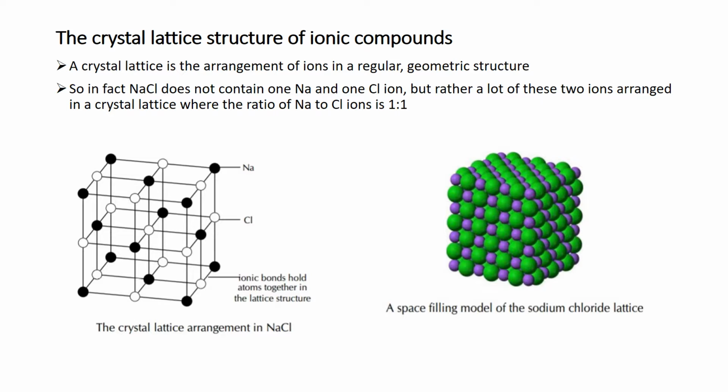Sodium chloride does not contain 1 sodium and 1 chlorine ion, but rather a lot of these 2 ions arranged in a crystal lattice where the ratio of sodium to chlorine ions is 1:1. So our table salt is not made up of just 1 sodium and 1 chlorine, but it is made up of many sodium and chlorine ions combined together to form a crystal lattice like the one you see below.